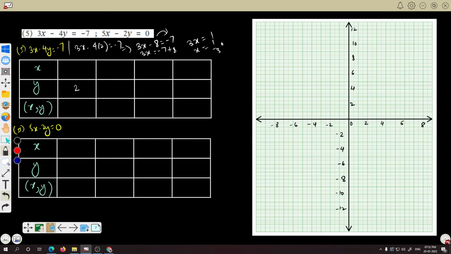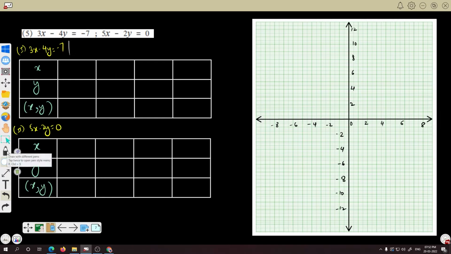Now again x turns out to be a fraction. The value of 1 upon 3 will be a decimal, so it is not convenient for us to plot the graph. So I'll look for some other value. See, this is all trial and error. We need to find the coordinates, right? So we'll look for some other value.